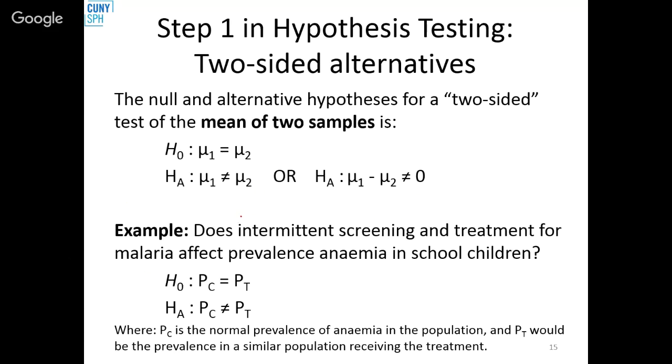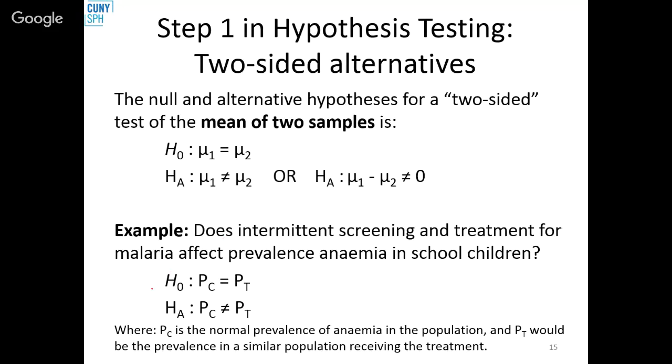So for example, the paper that I showed the abstract of: does intermittent screening and treatment for malaria affect the prevalence of anemia in school children? The null hypothesis here is that the prevalence in the control group is equal to the prevalence of anemia in the treatment group. The alternative is that those two prevalences are not equal. So in this case, we don't know what the prevalence is in either group. All we have is a sample from each of these groups, from a control and a treatment group.